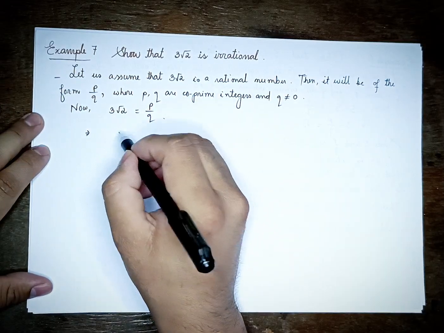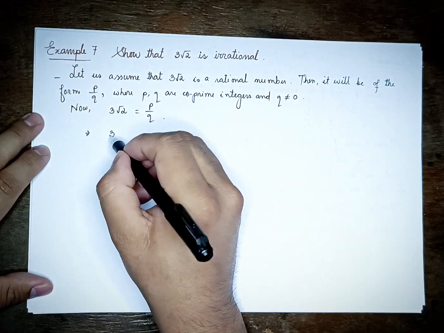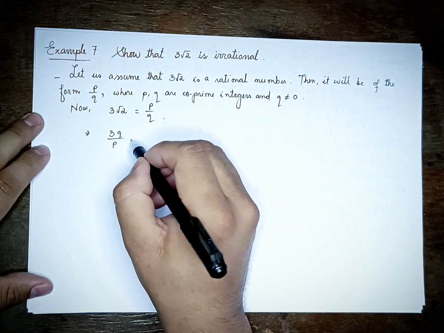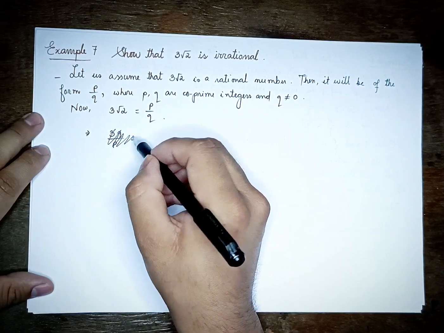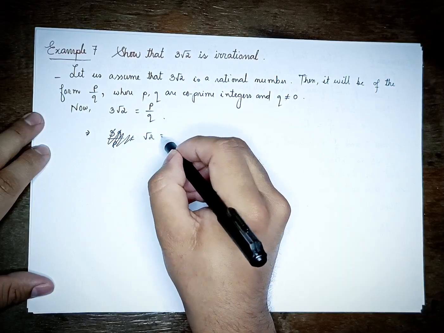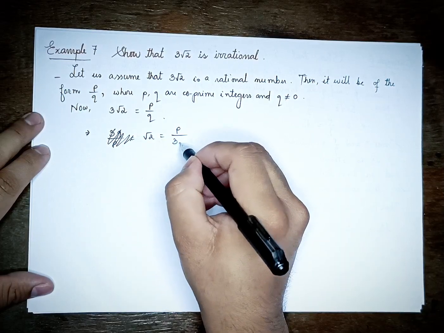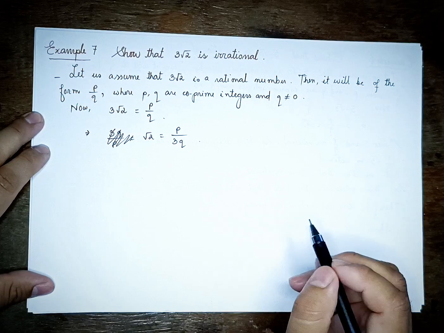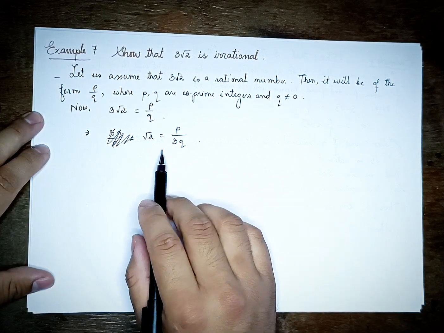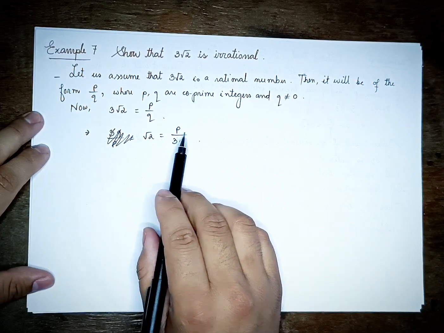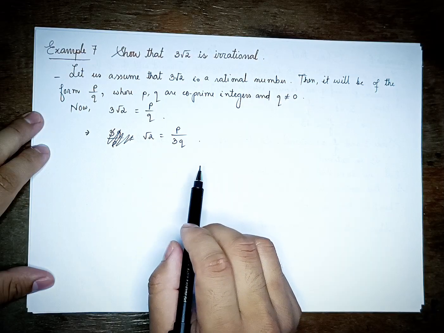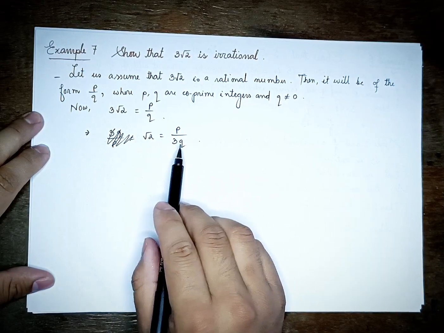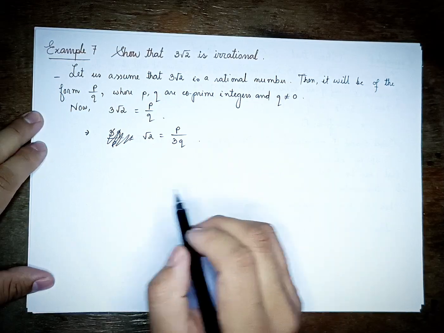Transposing, we get root over 2 is equal to p divided by 3q. Here p is an integer and also 3q is an integer. So p by 3q is also a rational number.